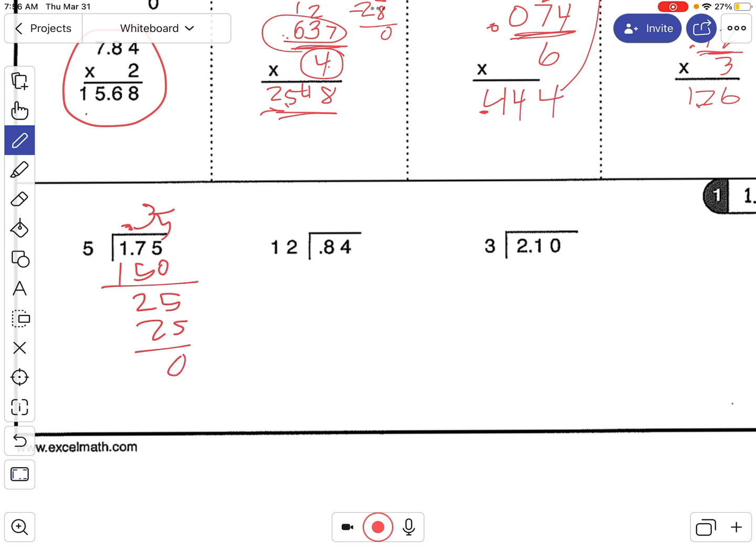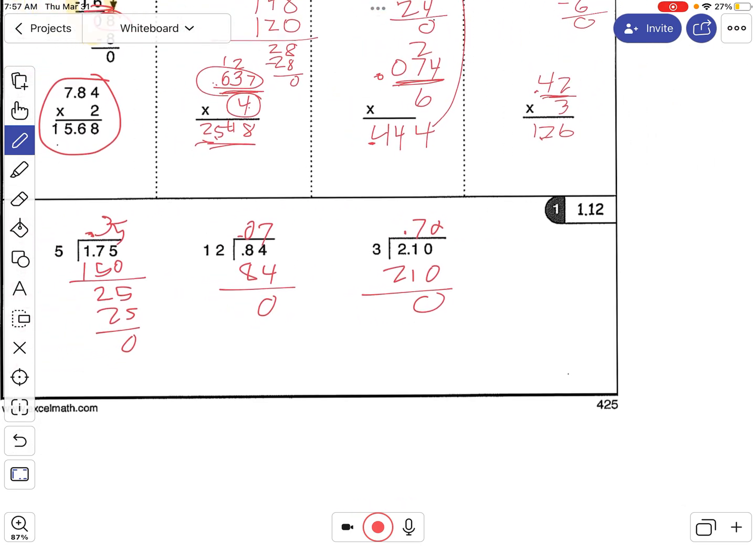Nothing left. 12 into 84, decimal point. 12 does not go into 8. Ooh, I bet some of you got faked out by that, huh? Got to put that 0 in there. 12 times 7 is 84, and you get 0. So 0.07. 3 goes into 21 7 times, and you get nothing left over. So 0.7, or you can put a 0 right there, 0.70.